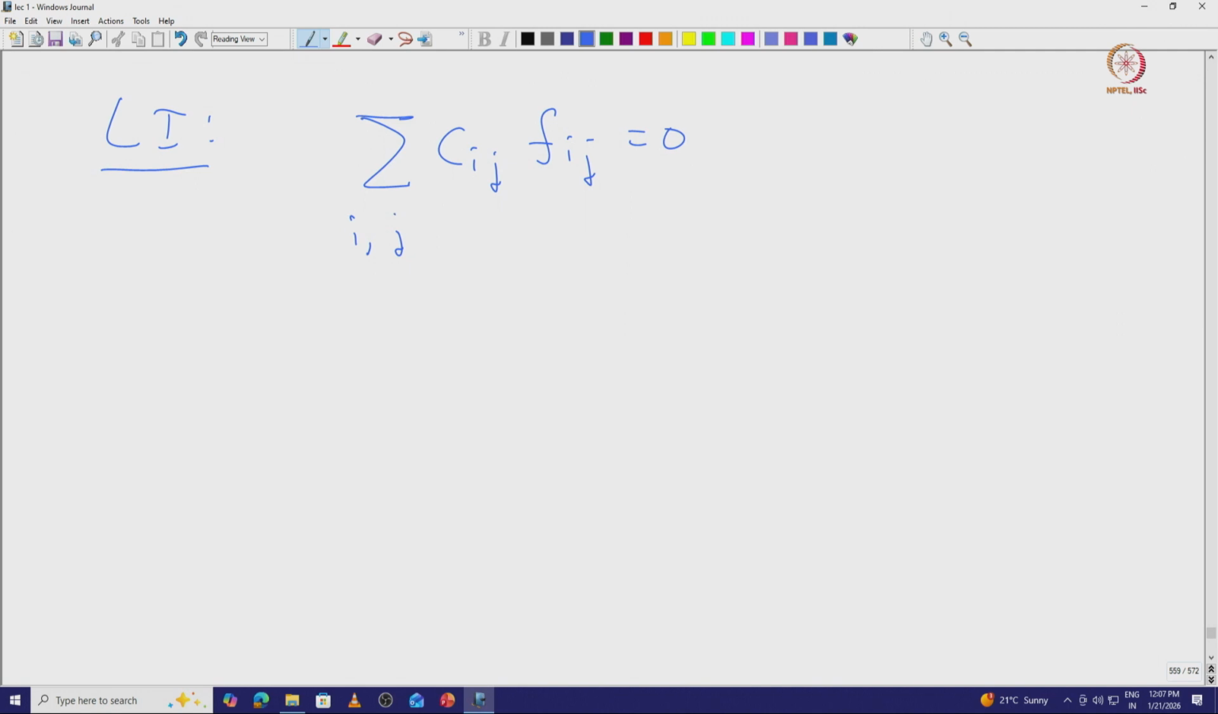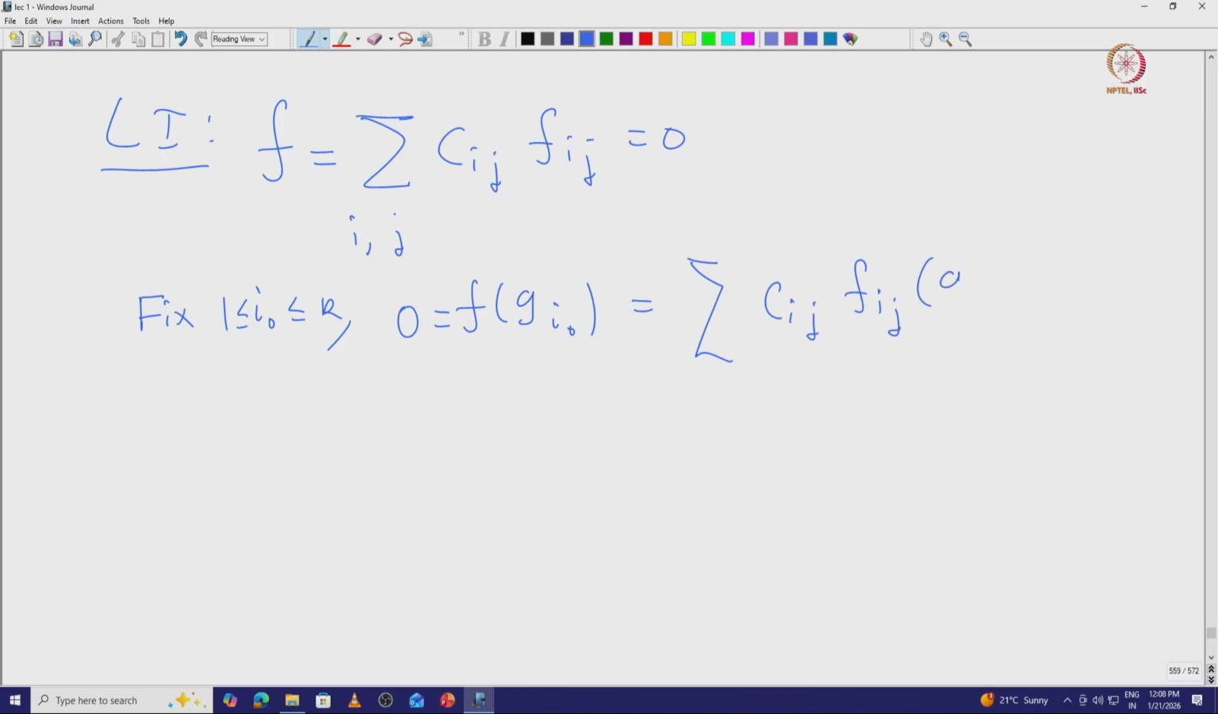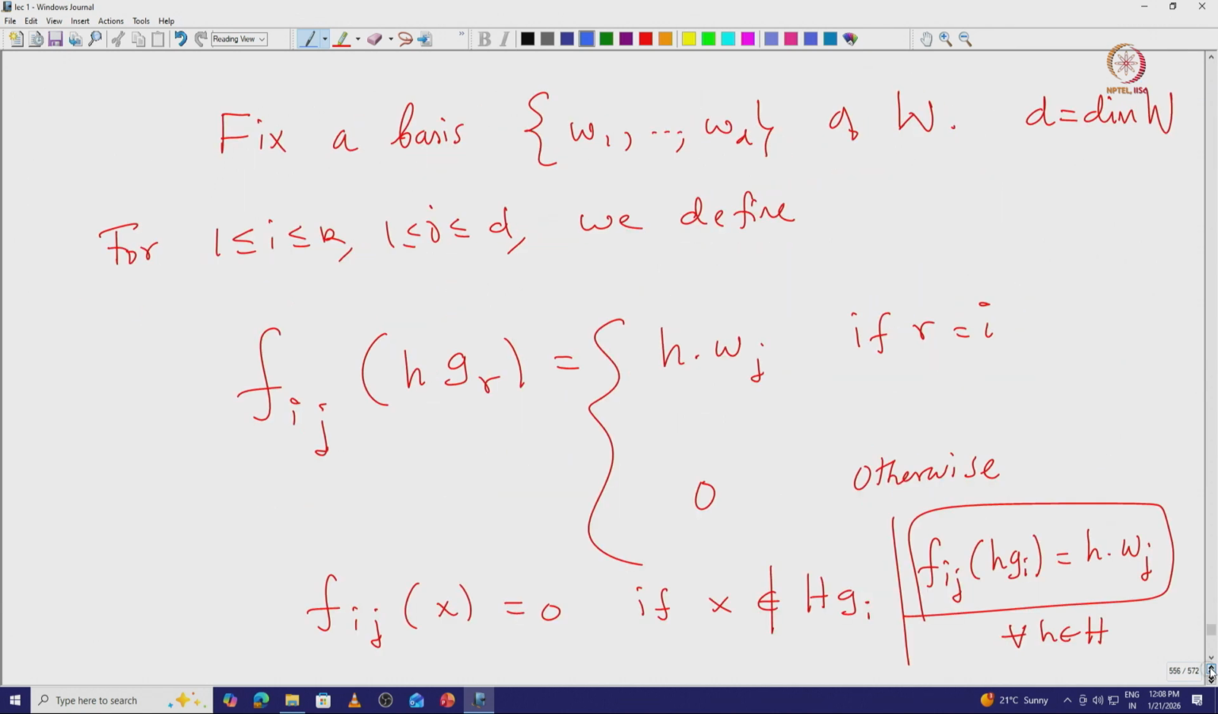Now we can fix some i_0 from 1 to k and evaluate this at g_{i_0}. On one side you get 0, and on the other side you get exactly the sum of c_ij f_ij(g_{i_0}). But recall the definition of f_ij: it takes value 0 on all elements not coming from h g_i, and on g_i it takes exactly w_j. So when h is the identity, you get f_ij(g_i) equal to w_j.